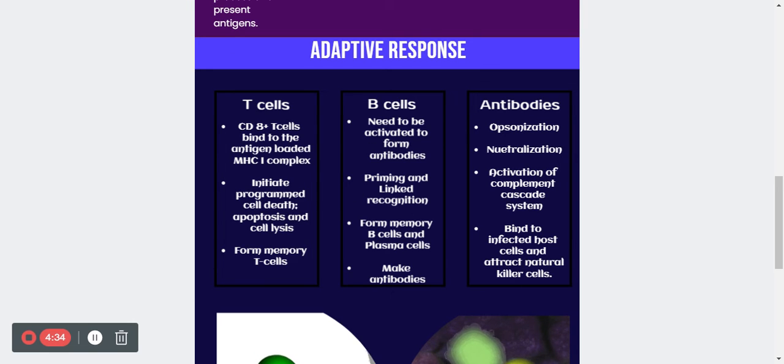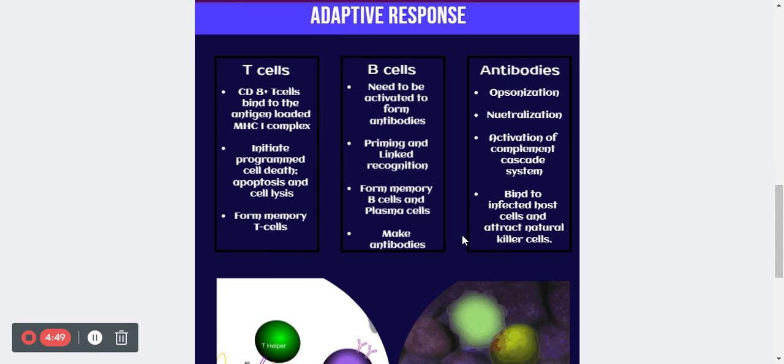They're going to be activated by the process of priming of T helper cells and linked recognition between the T helper cells and the B cells. The B cells are going to divide themselves into memory B cells and plasma B cells. They're going to make antibodies. Once we have antibodies, they're going to attack the viral cells by four processes: opsonization, neutralization, activation of the complement cascade system, or binding to infected host cells and attracting natural killer cells.